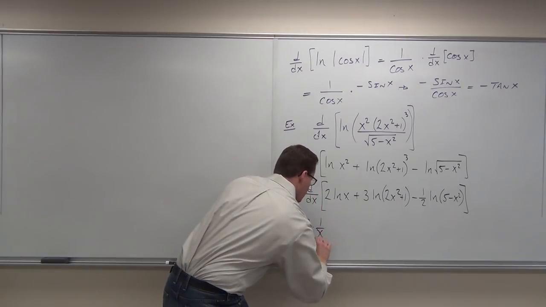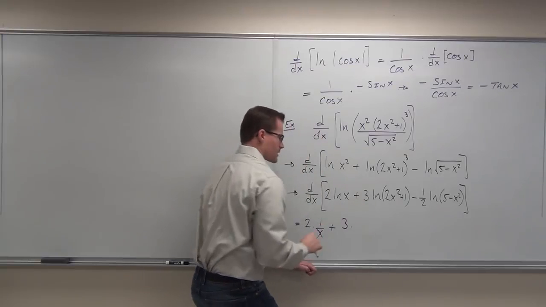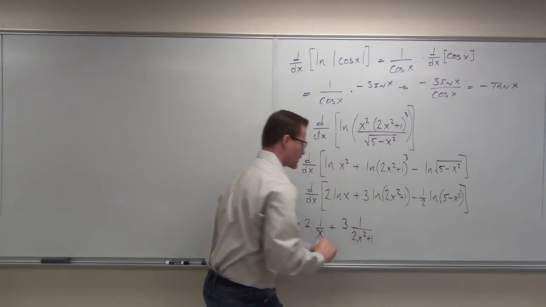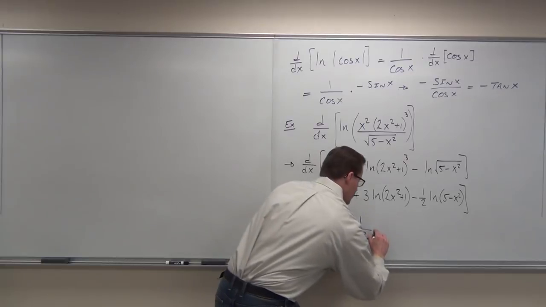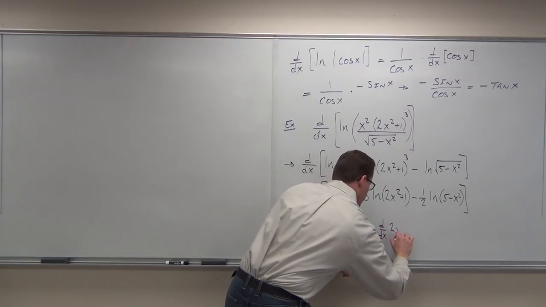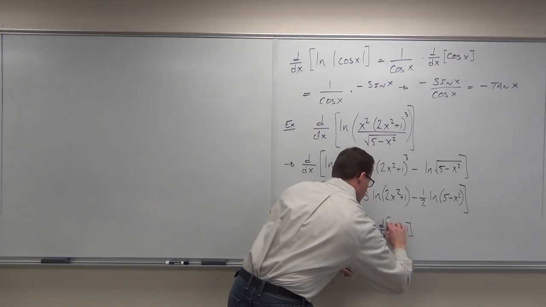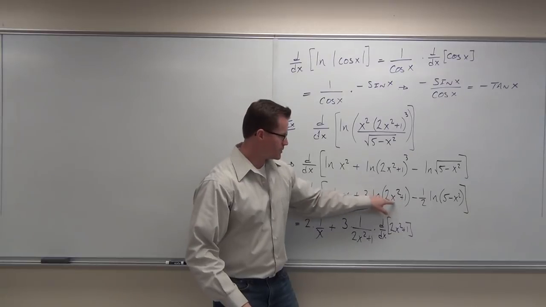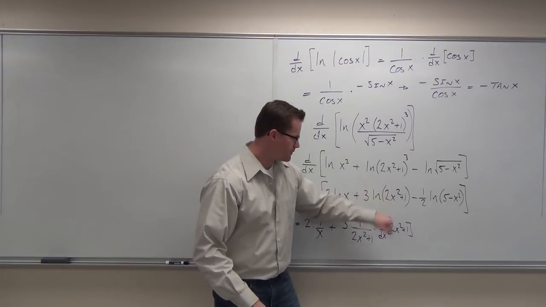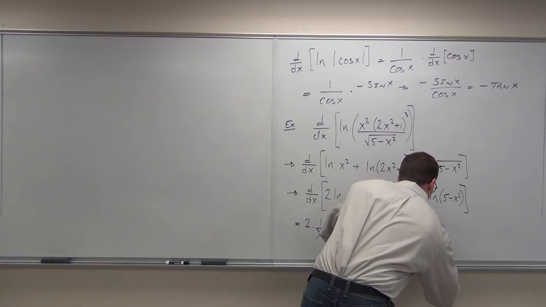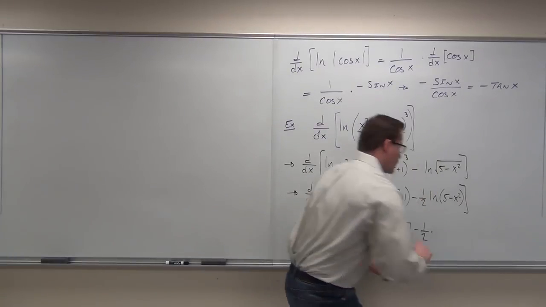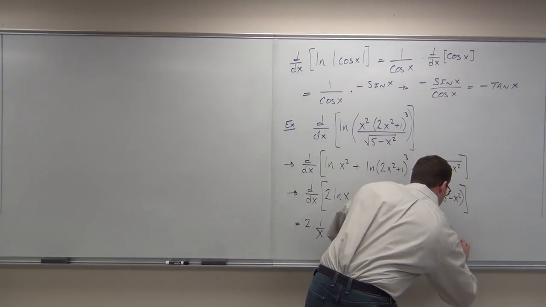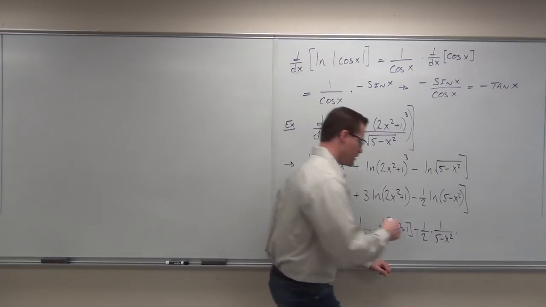2 times 1 over x, no problem. 3 times, again, that's a constant. We have 1 over 2x squared plus 1, 1 over the inside times the derivative of the inside. 3 stays there. Derivative of ln of this nasty junk, we put 1 over the inside times derivative of the inside. Minus, again we leave the 1/2 there. Derivative of ln of 5 minus x squared. Well, we do 1 over the inside times derivative of the inside.